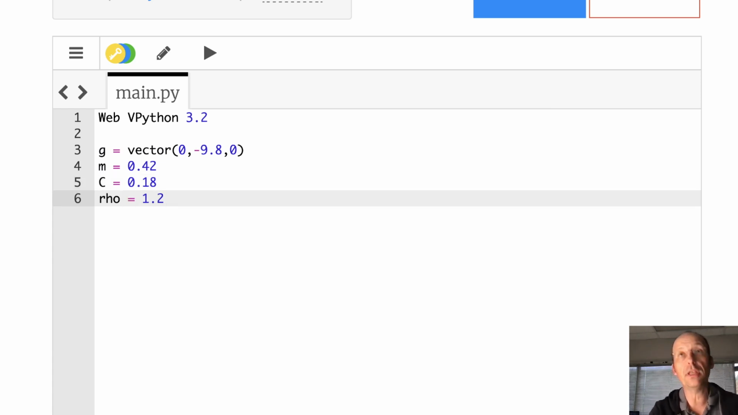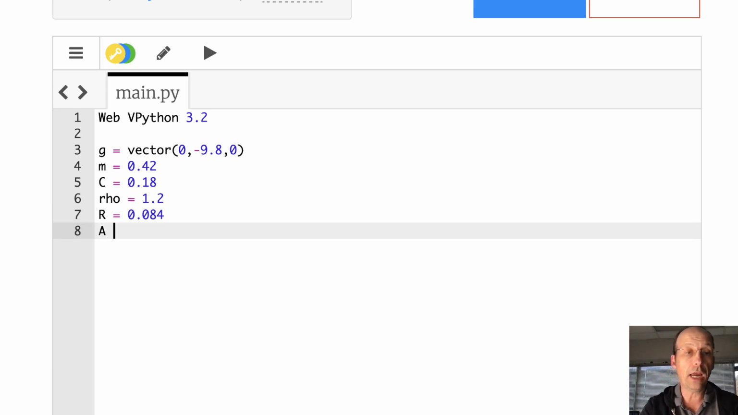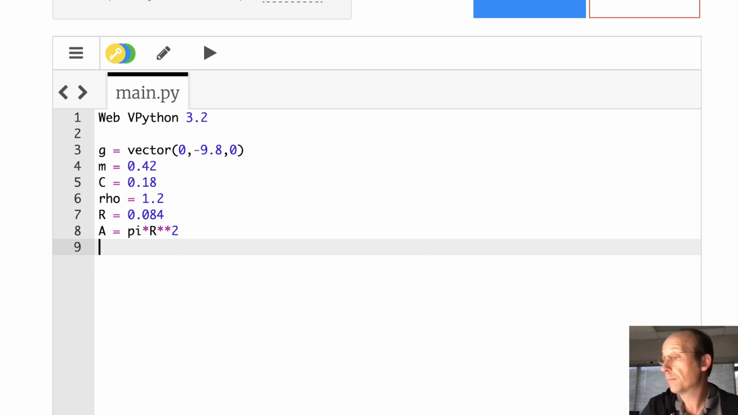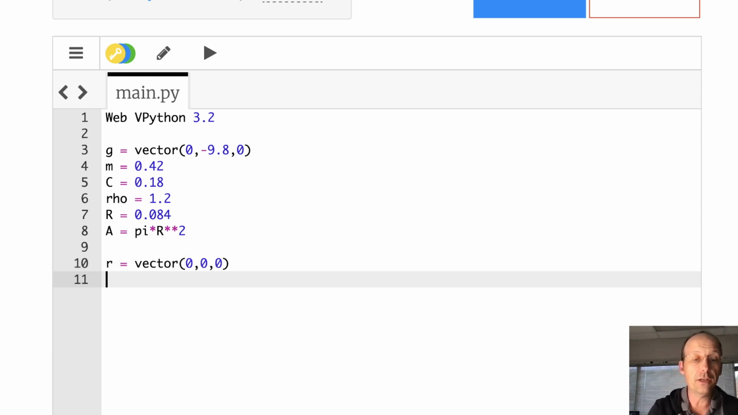Rho is 1.2. That's the density of air. The radius of the ball I did calculate as 0.084 meters. So area is going to be pi times r squared. Okay, now I need initial position. I'm just going to call that r, and it's going to be at 0. I need initial velocity. V0 is 20 meters per second. That's a fairly average football throw, and that's fine.